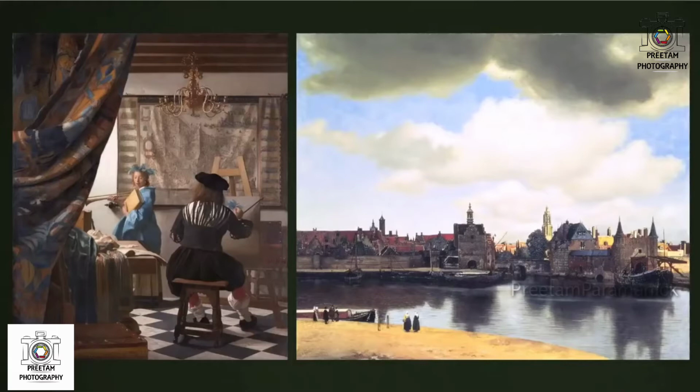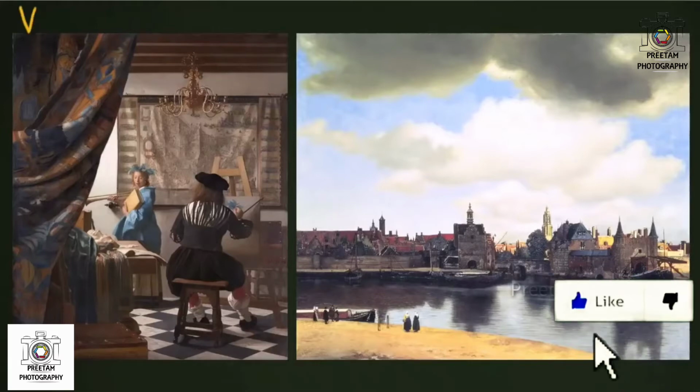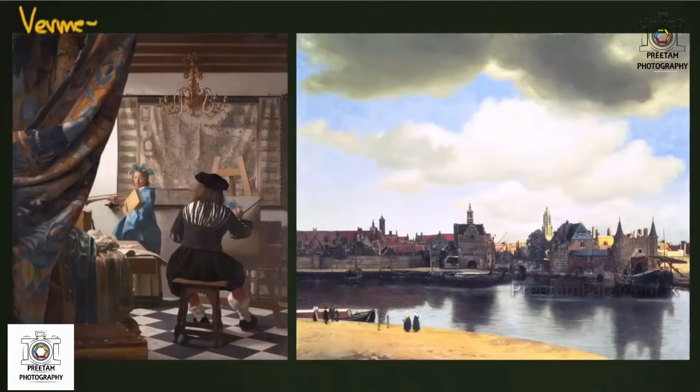Now let's take a look at one of the fathers of modern composition in the Western tradition, at least, not necessarily everywhere in the world. This guy, his name is Vermeer. Vermeer was a very famous Dutch painter. I'll put Dutch right there. And he lived in the 1600s, so in the 17th century. Vermeer was really famous for his compositions.